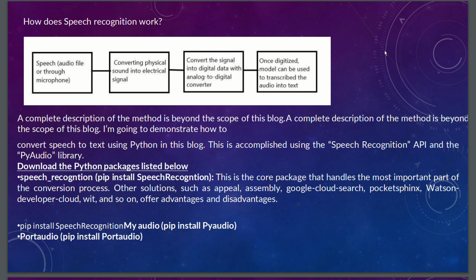It takes in the audio which you speak and converts that physical sound into an electrical signal, and this signal is converted into digital data with an analog to digital converter. And then once it is digitized, a model can be used to transcribe the audio into text. So this is the way speech recognition works.